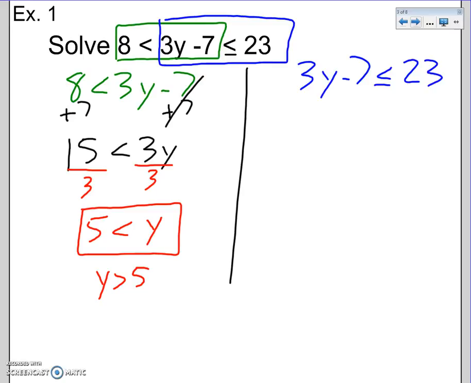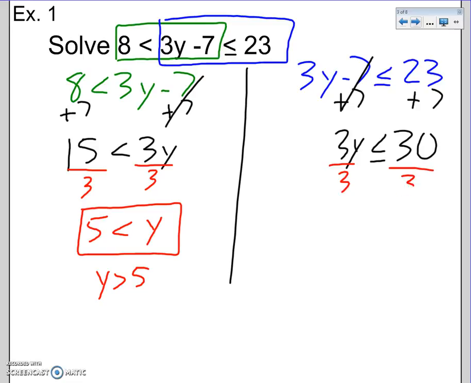And on this side, let's add 7. 3y less than or equal to 30. And then divide. y is less than or equal to 10. Here's my other answer. Those both are my answers. So we have y is bigger than 5 and y is smaller than or equal to 10. Notice that y is right in the middle.